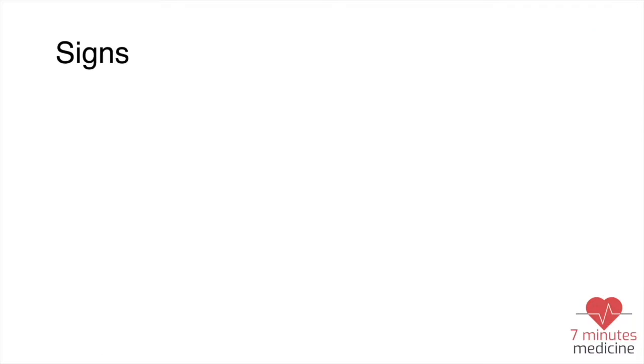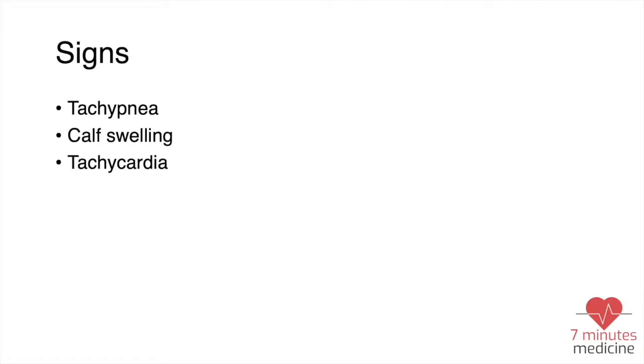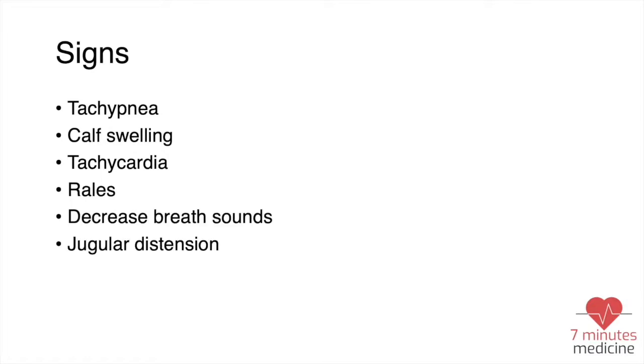For the signs on your physical exam, you may see tachypnea, cough, leg swelling, which indicates a clot in the lower extremities, tachycardia, rales, decreased breath sounds, JVD if it's a massive PE, and fever. And fever is important because it's overlooked. Fever can happen once the patient has a PE.